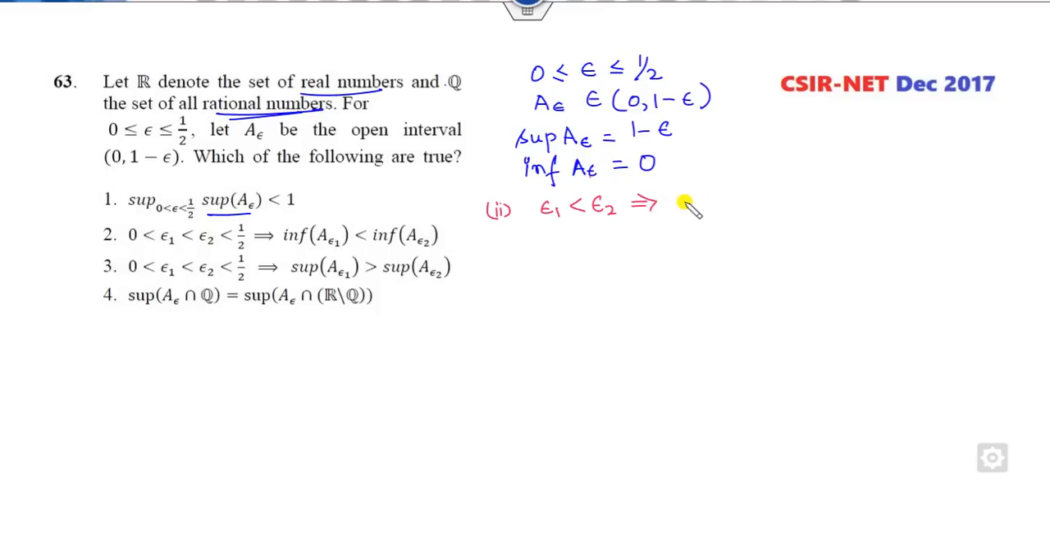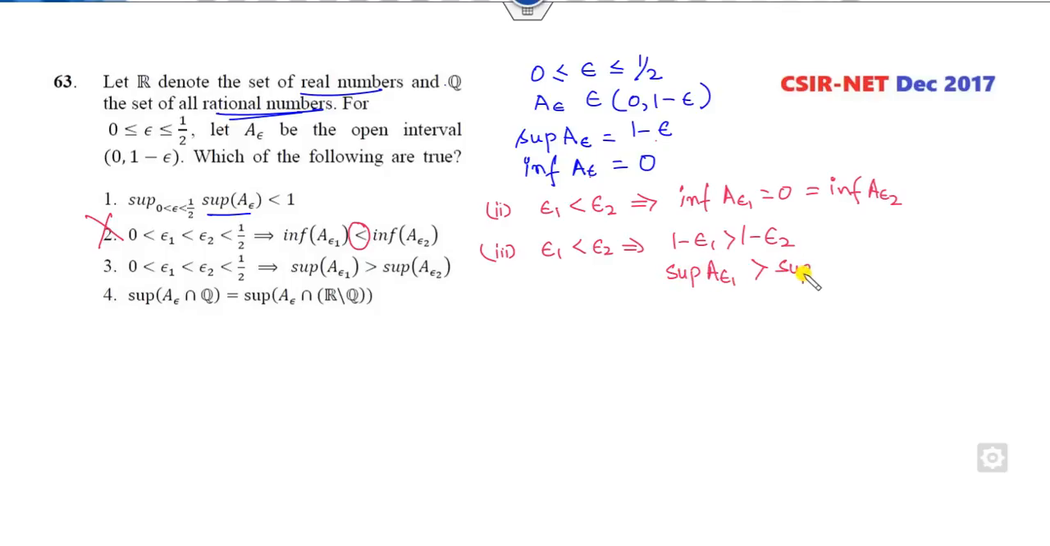So for each epsilon, the infimum of A epsilon 1 is 0, which is the infimum of A epsilon 2. But he said less than. Cancel. Look at the third option. When epsilon 1 is less than epsilon 2, then 1 minus epsilon 1 is greater than 1 minus epsilon 2. The supremum of A epsilon 1 is greater than the supremum of A epsilon 2 is the correct option.